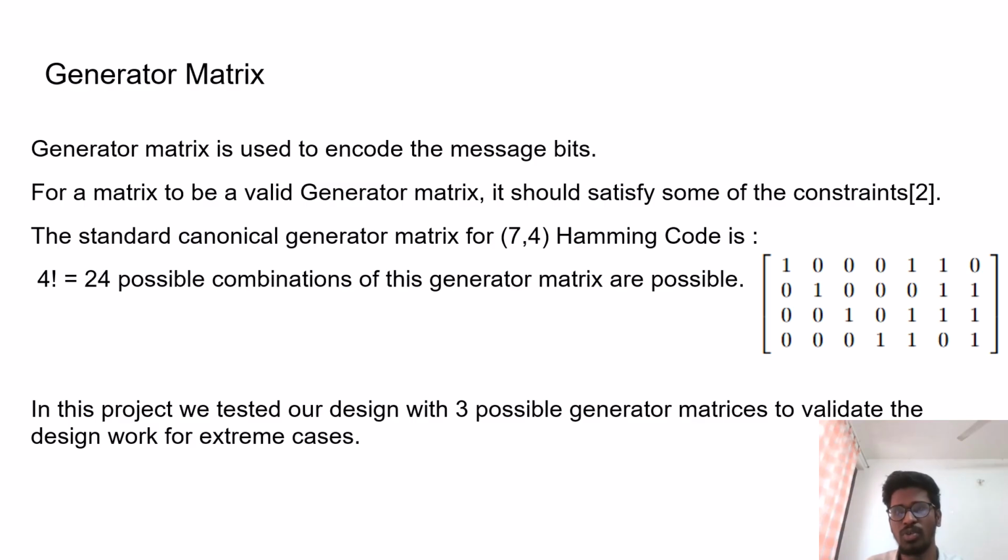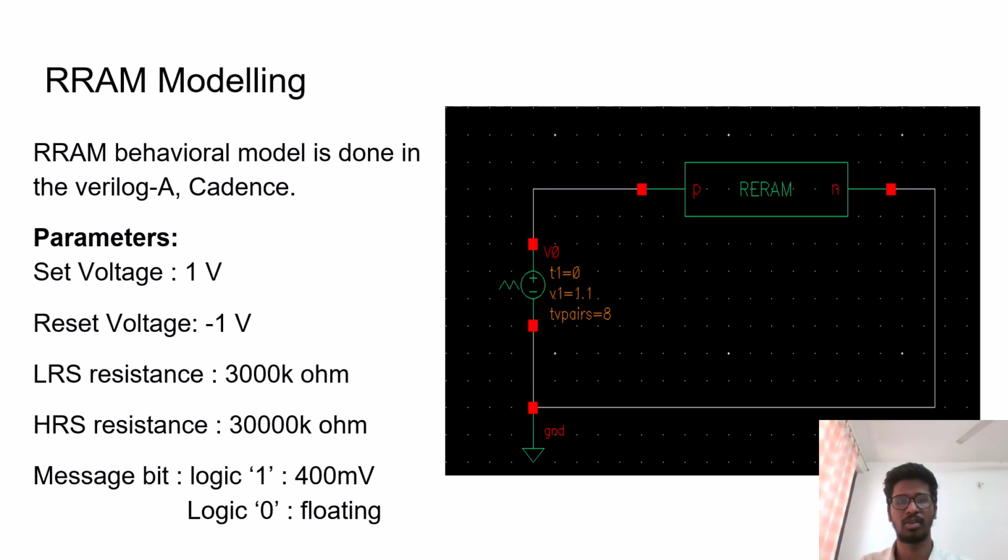We take these possible combinations using some constraints, like the rows of the generator matrix are linearly independent and the G into H transpose matrix should be 0. Here G is the generator matrix and H is the parity check matrix.